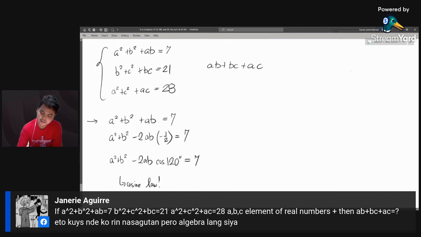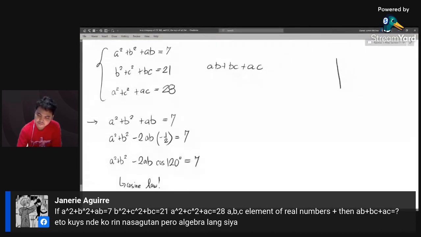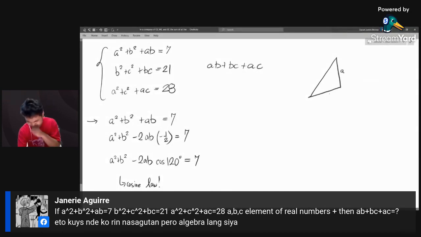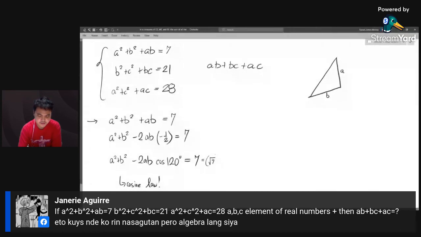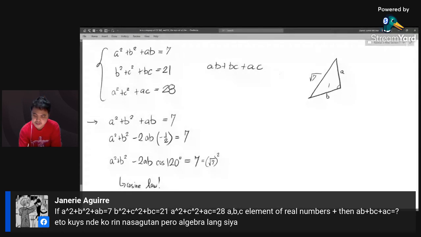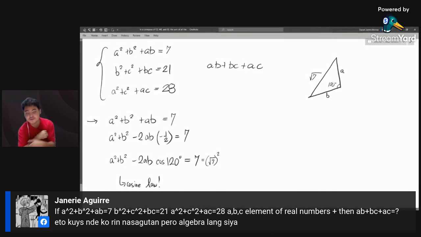Oh, i-drawing natin agad yung triangle. This one is A. Sorry. This one is B. Tapos, di ba sa cosine law, naka-square ito, si 7. Naka-square dapat yan, no? So, square root of 7 squared. Di ba? C squared equals A squared plus B squared minus 2AB cosine C. Ganun, ganun. So, ito ay square root of 7. Tapos, ang kanilang included angle is 120 degrees. O, yan yung sa equation 1, no?